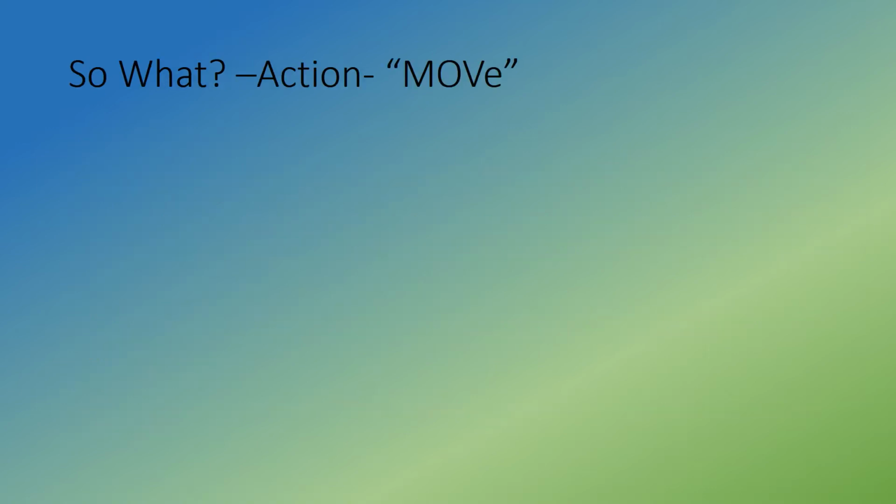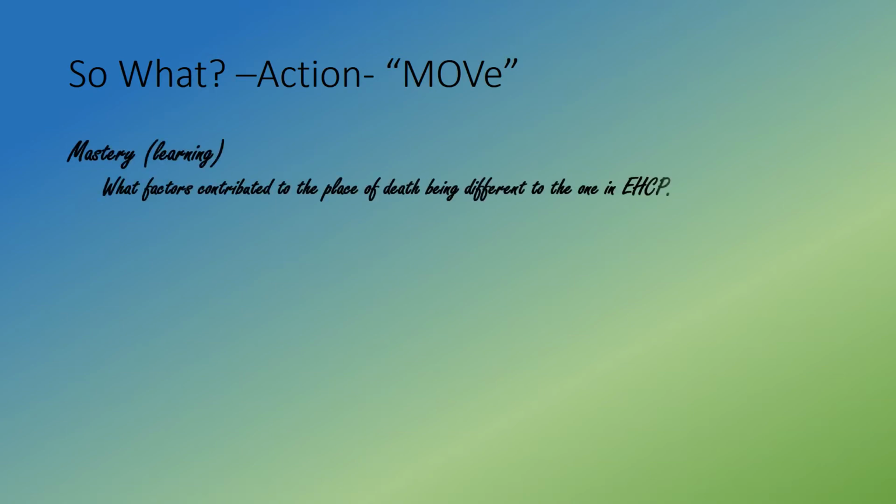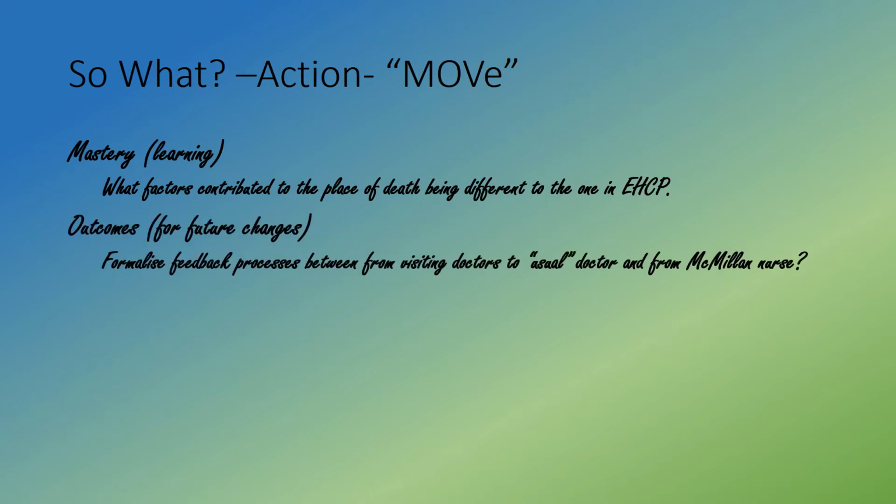So let's look at what learning could come in the final stage of reflection in the so what, or actions, or move, mastery, outcomes and viewpoint. So in terms of learning, there might have been some learning around the factors that contribute to the place of death being different to the one in the care plan. In terms of outcomes, there might have been a decision to formalise feedback processes between the doctors about palliative care patients to the usual doctor, and also from the Macmillan nurse.